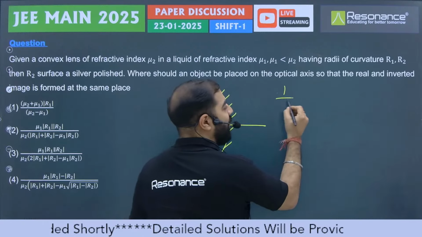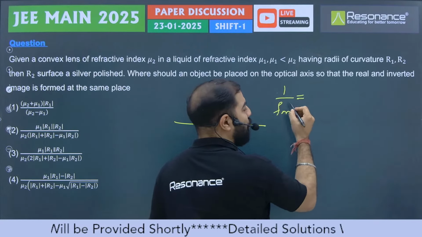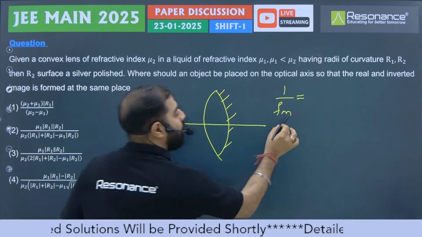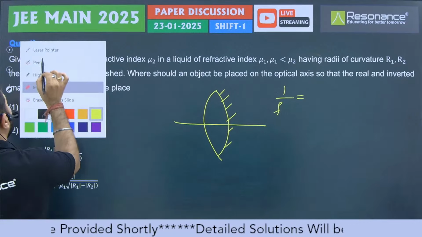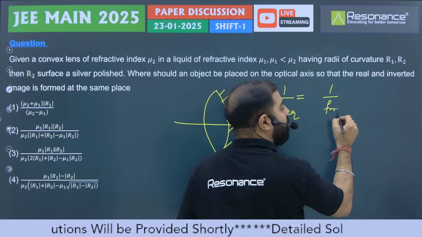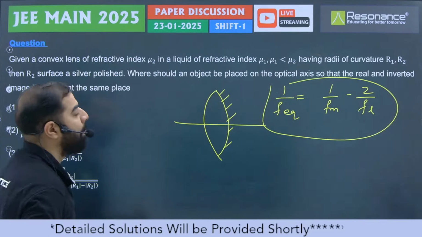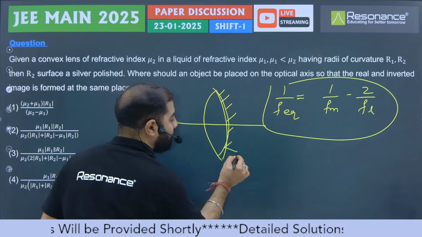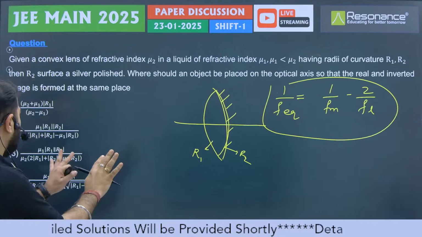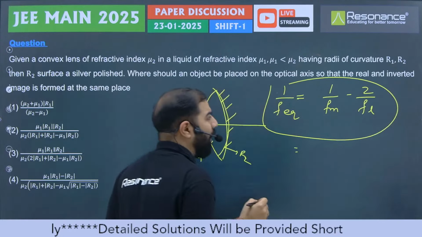So the formula which we discovered yesterday, or have already discussed in the class, is 1 by f equivalent equals 1 by f of mirror minus 2 by f of lens. Yes or no? This is the formula. Now, this is R2 and this is R1. It's a little bit calculative because you can see the expression itself, so let's be a little patient while doing it.